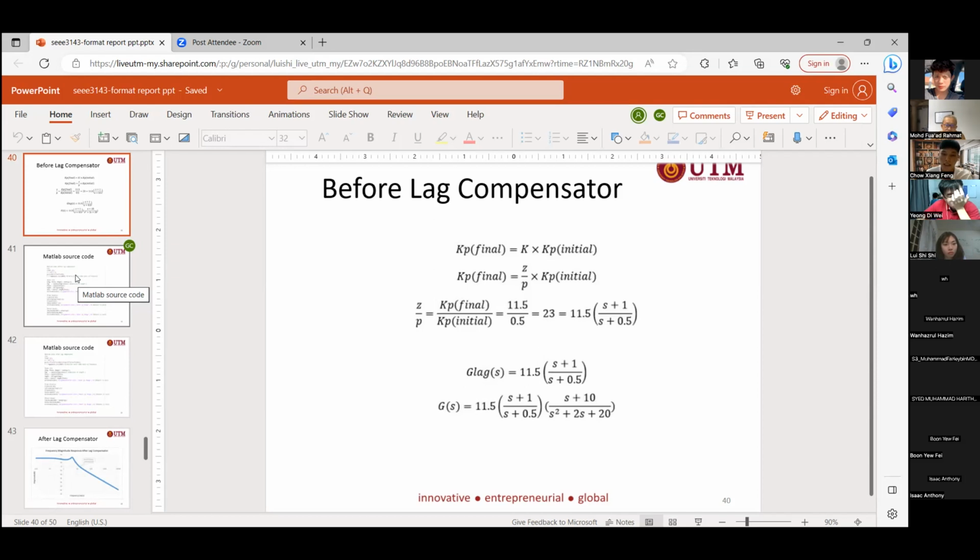After that, we get the transfer function for our compensator, which I show below: 11.5 times (s plus 1) over (s plus 0.5). Then later we make it cascaded, and then we get the final transfer function.